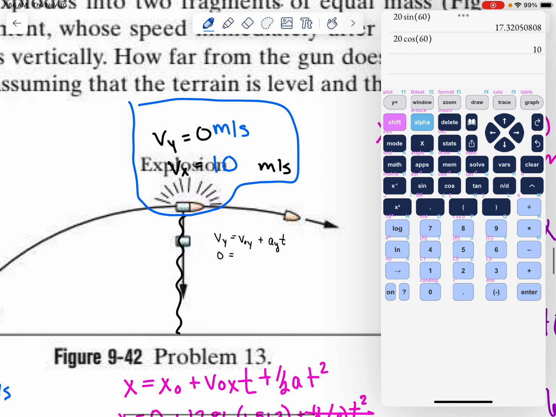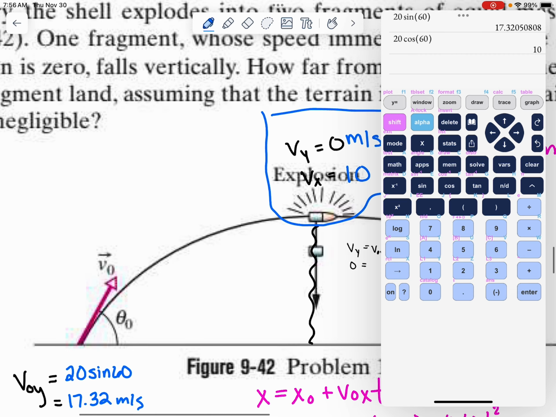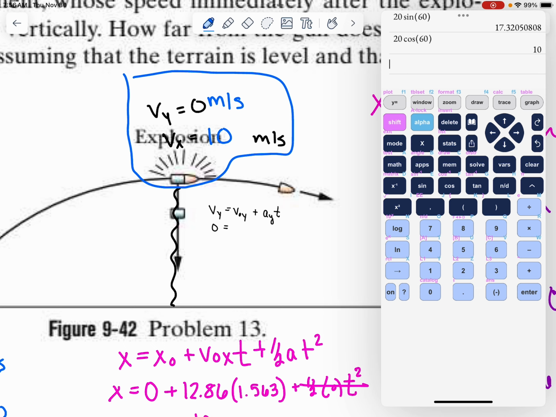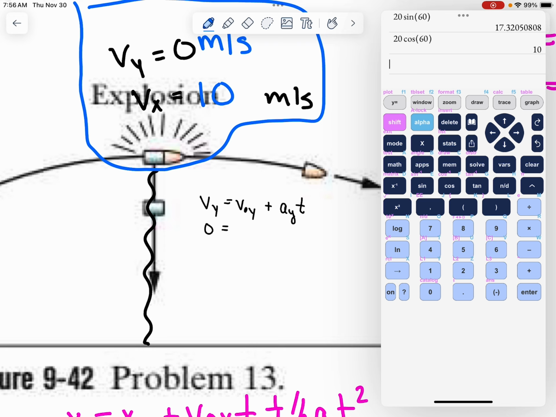Now I want to figure out how long it took to get there. So how long was it in the air before it exploded? The reason I want to do that is because then I can figure out how far it went horizontally. The ultimate goal is to figure out where this fragment lands horizontally.